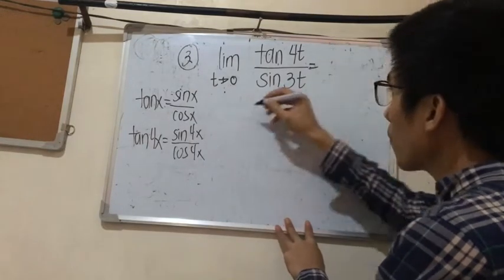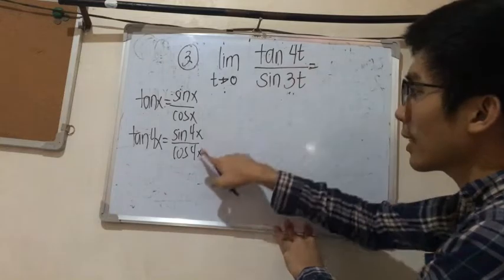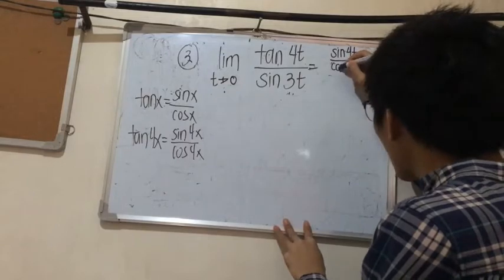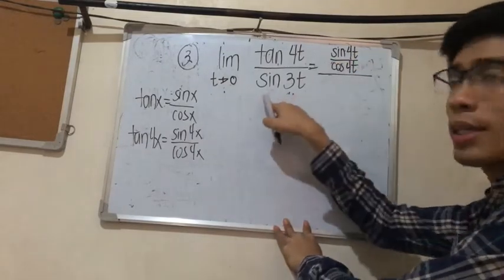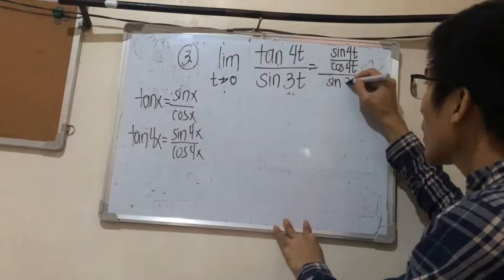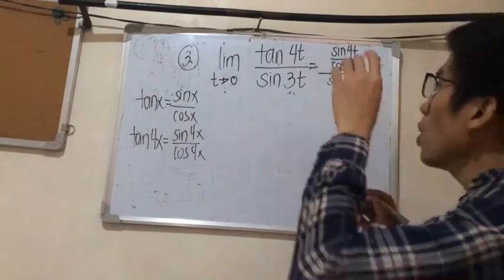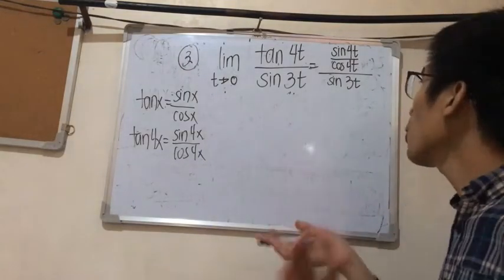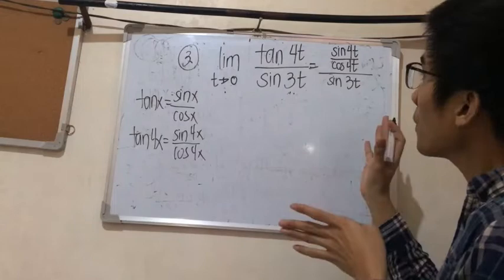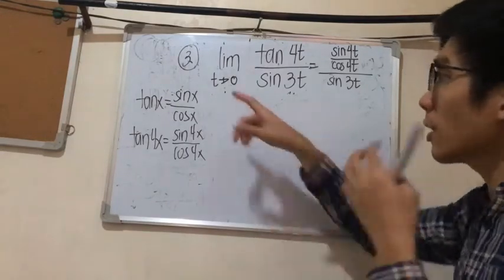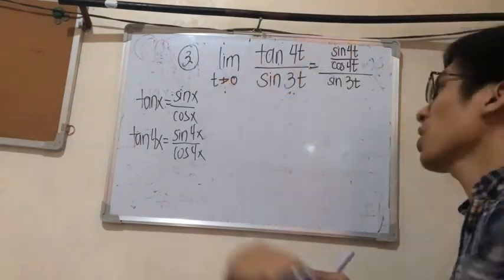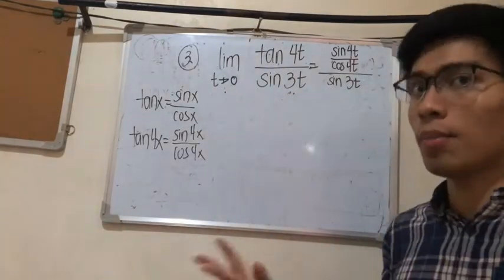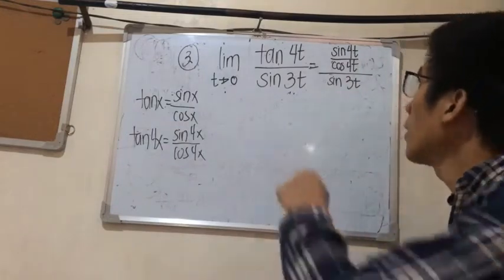the limit of tan 4t, that is the same as sine 4t all over cosine 4t, all over this one, that is sine 3t. Okay, as you can observe, everything now is in the form of sine and cosine. After that, take note, still observe if it is in indeterminate form, because once we use the direct substitution method, it will become 0 over 0, or indeterminate form. You have to find ways of solving such.